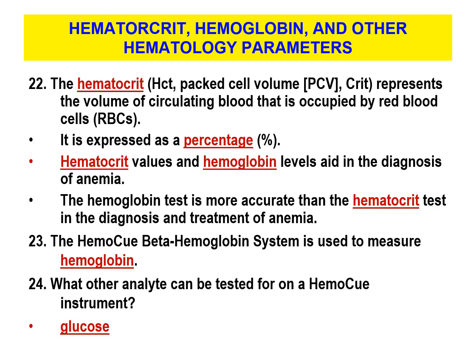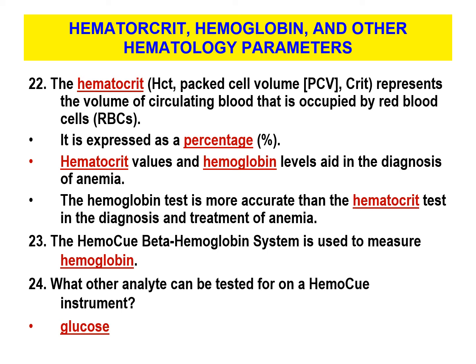Then we have hematocrit, hemoglobin, and other hematology parameters, right? So the hematocrit, right, that's our packed cell volume, and you guys in lab have done some hematocrit testing, right? You've seen that testing being done in there. There's other ones, right? That hematocrit is usually expressed as a percentage. That's what you guys did in lab. And the hematocrit values and hemoglobin values aid in the diagnosis of anemia. The hemoglobin test is more accurate than the hematocrit test in the diagnosis and treatment of anemia.